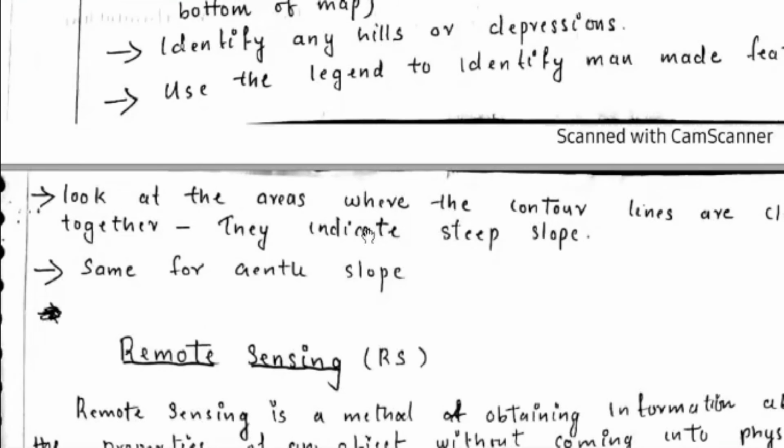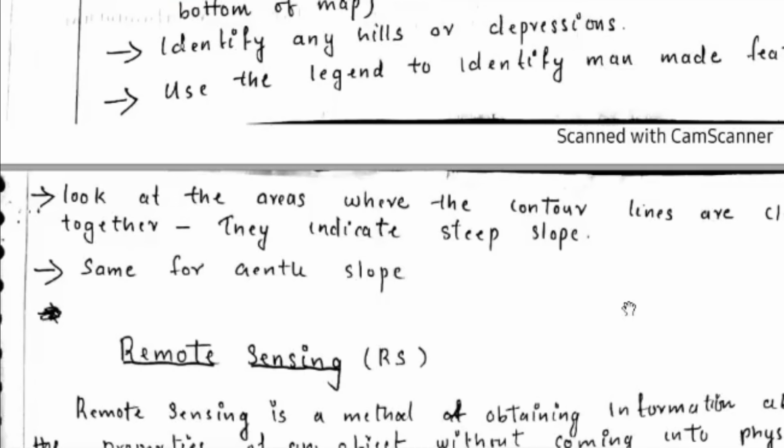Now, look at the areas where the contour lines are close together; they indicate a steep slope. We already know this. If the contour lines are very closely spaced to each other, it means it is a steep slope. On the other hand, if the contour lines are placed with a particular distance, say for example 10 or 20 centimeters, in that case it indicates a gentle slope is present.